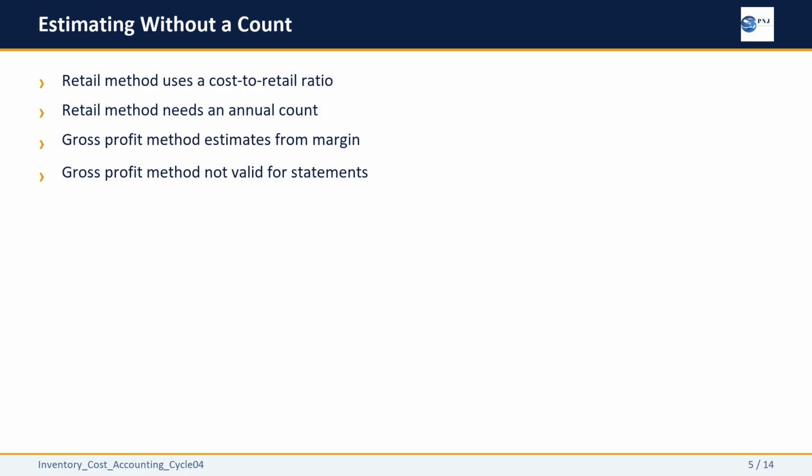The gross profit method estimates COGS as net sales times 1 minus the gross profit percentage, then backs into ending inventory. Here is the key thing. The gross profit method is estimation only, never acceptable for the financial statements themselves. So when accuracy truly matters, you count.